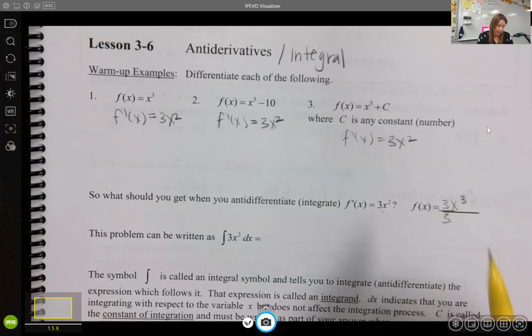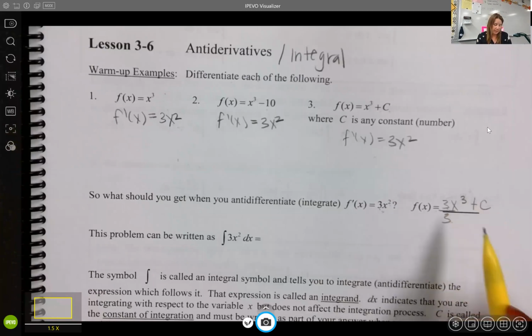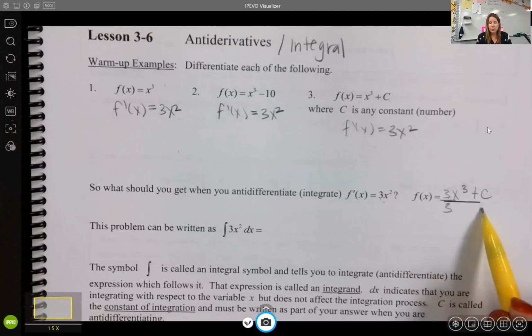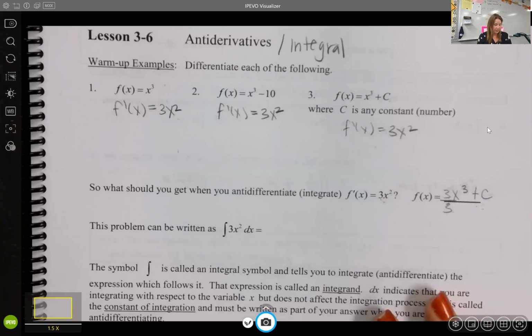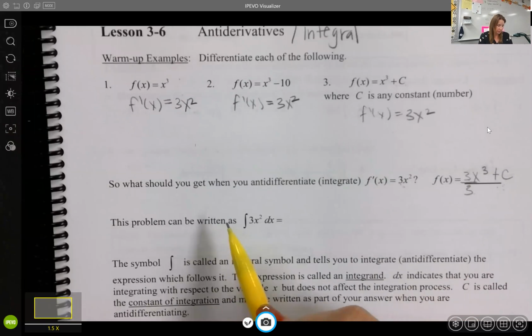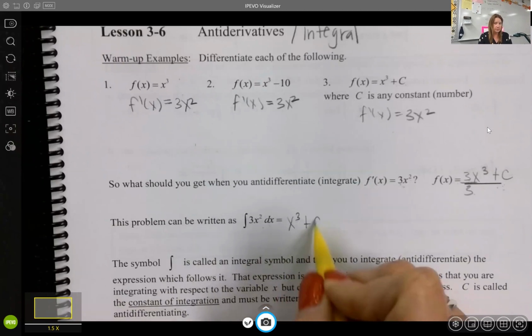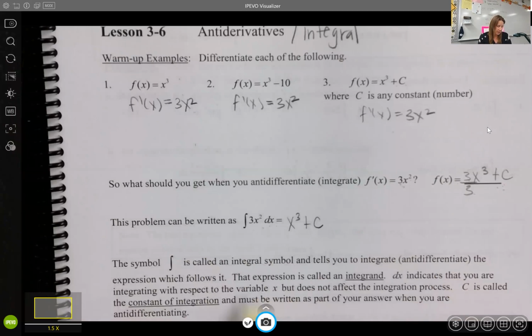And then I have to remember to add that c, which is called the constant of integration. We're always going to have this plus c. We always have plus c. That's why if you ever hear, don't forget your c, this is what it's talking about, that plus c. So another way we can write this is to say the integral of 3x squared dx equals x cubed plus c.